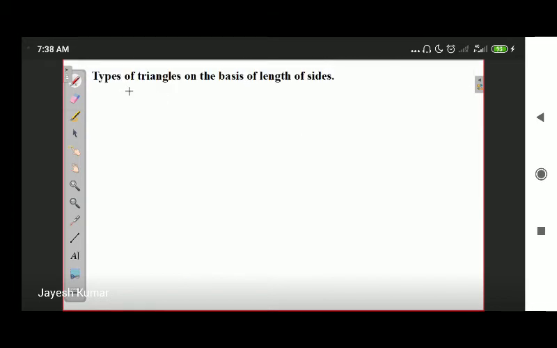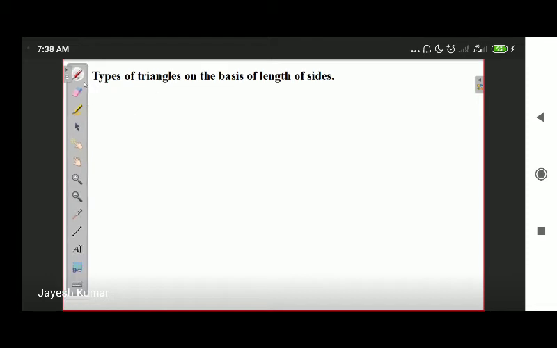Next, we are going to classify triangles into three types based on the length of their sides. Under this classification, the first type of triangle that we have is the scalene triangle. Scalene triangle, so what is it? If none of the sides are equal, then the triangle is called a scalene triangle.